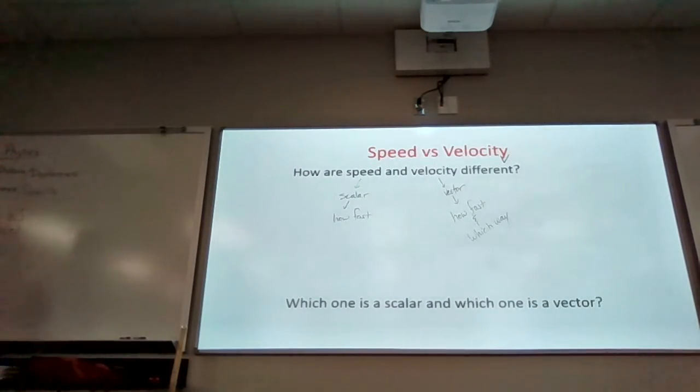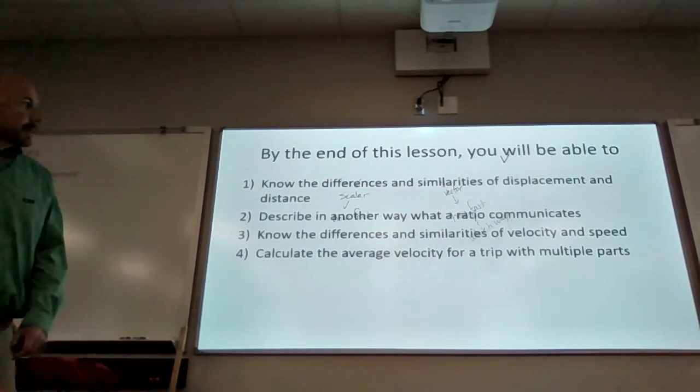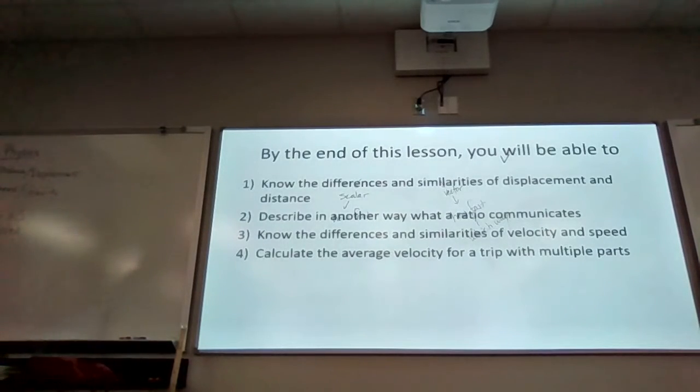All right. So that would have been your pre-reading stuff, your pre-quiz. We would have gotten all that out of the way. Okay. So by the end of this lesson, you'll be able to know the differences and similarities between displacement and distance, describe another way to communicate ratios, know the difference and similarities between velocity and speed, and be able to calculate the average velocity for a trip in multiple parts. Okay? That's what you should be able to do by the end of tomorrow. Okay?